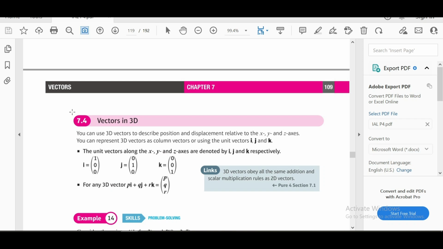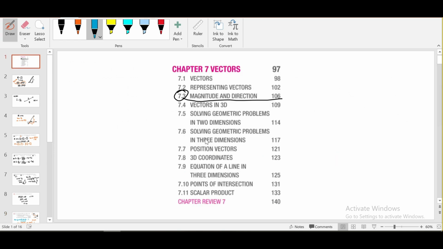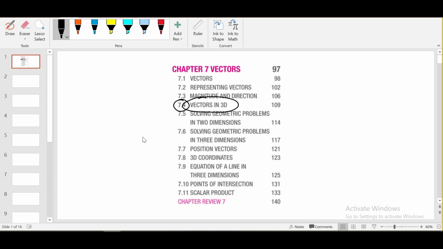Write the title 7.4 now. We finished 7.3 already. Write the title 7.4, Vectors in 3D. Okay, now we are going to start 7.4 Vectors in 3D.